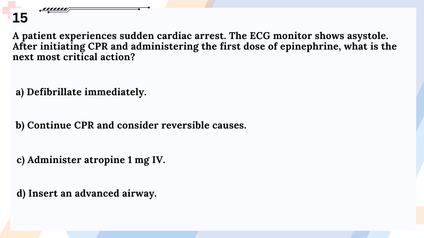Question 15. A patient experiences sudden cardiac arrest. The ECG monitor shows asystole. After initiating CPR and administering the first dose of epinephrine, what is the next most critical action? A. Defibrillate immediately. B. Continue CPR and consider reversible causes. C. Administer atropine 1 mg. D. Insert an advanced airway.